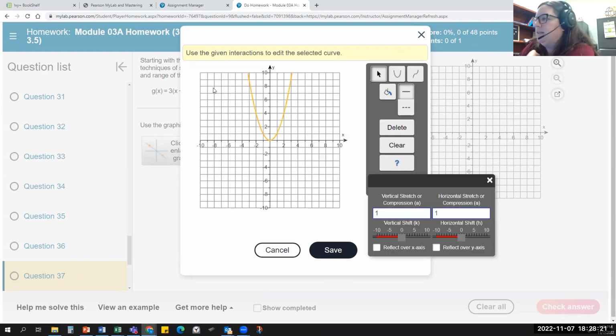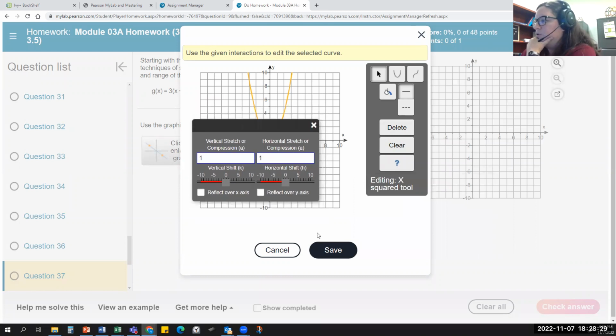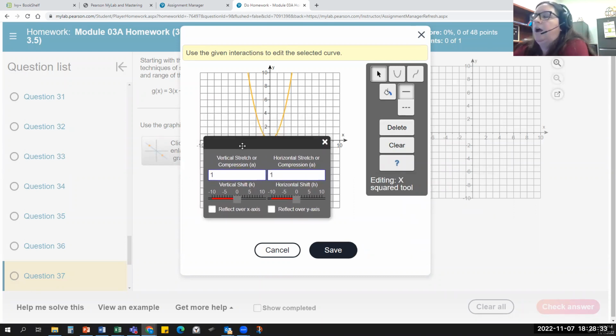No matter where you click, it's going to start you out with the basic x squared, or the basic x cubed if it's a cube. And it'll pop up this toolbox. So here's where you go to tell it the transformations. I recommend that you sketch out what the graph should look like, so that as you're applying these transformations with the tool, you can tell that it's doing what it's supposed to do.